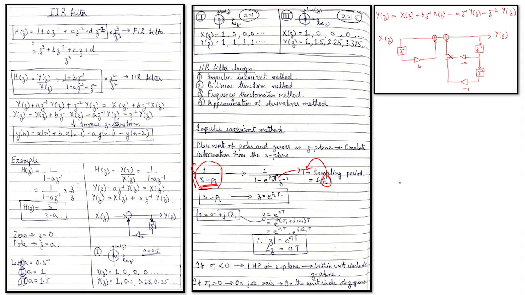Now if we equate S minus Pi equals to 0, we get S equals to Pi. Okay. Similarly, in the Z transform, if I have to find out the location of the pole, then what I have to do? This is the equation: 1 by 1 minus e to the power Pi t, then Z to the power minus 1.